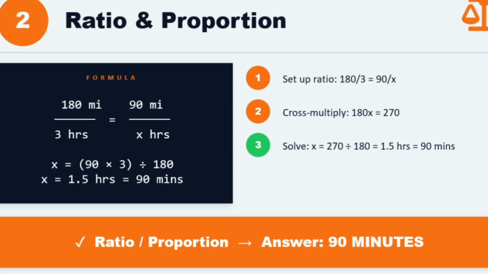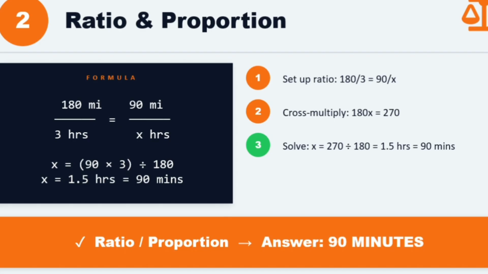Now comes the second method, ratio and proportion. At constant speed, distance and time are in direct proportion. That means if distance changes, time changes by the same factor. We know 180 miles takes 3 hours. Now we want 90 miles. We notice that 90 is exactly half of 180. So the time must also be half of 3 hours. That's 1.5 hours or 90 minutes.